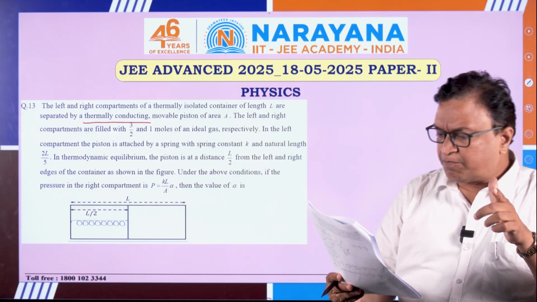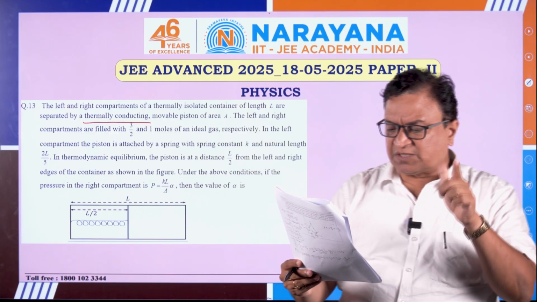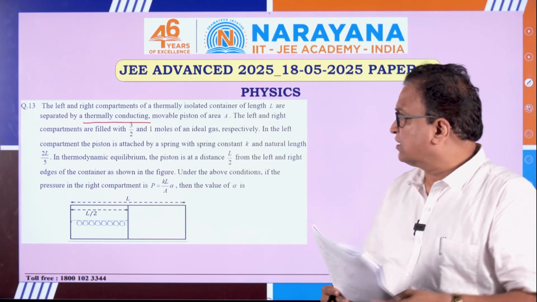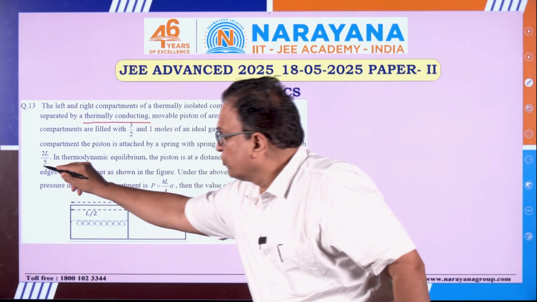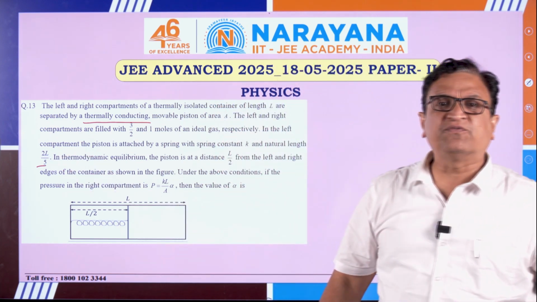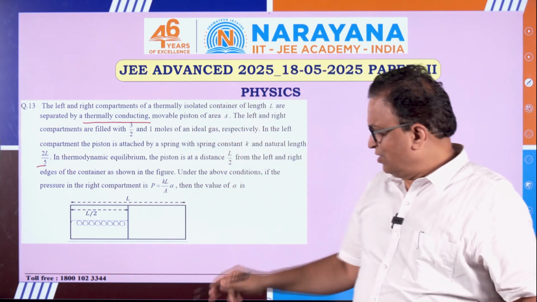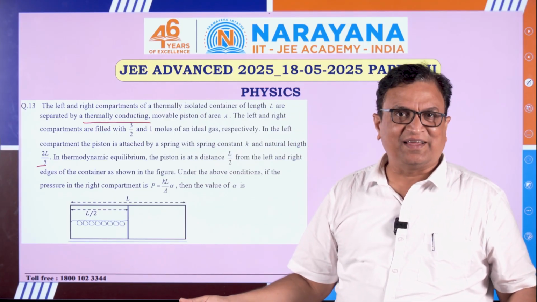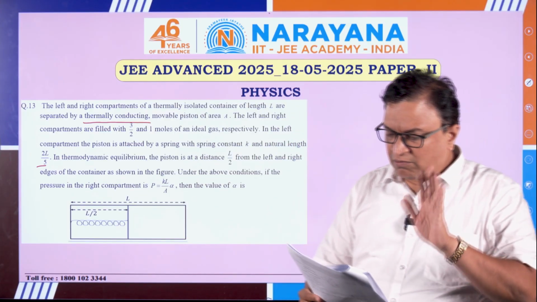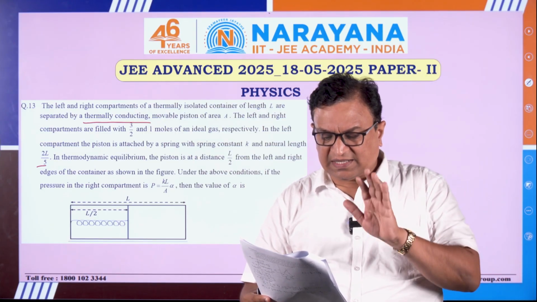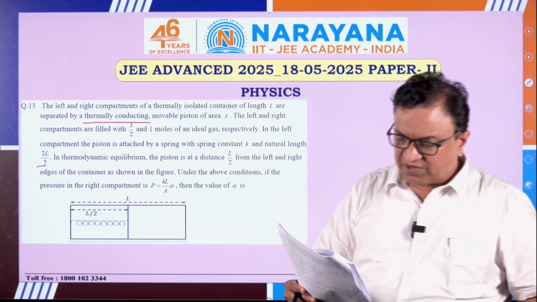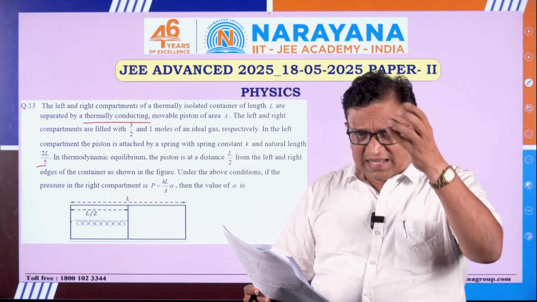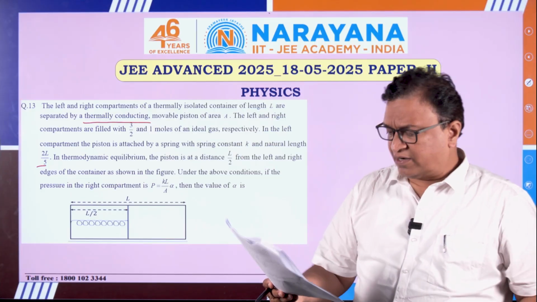In the left compartment, the piston is attached by a spring with spring constant K. Remember, the natural length of the spring is 2L by 5, means 0.4 L. Now, in the diagram, they are showing L by 2, means the spring is elongated already. In thermodynamic equilibrium, the piston is at a distance of L by 2 from the left and right edges of the container as shown in the figure. So, in the equilibrium state, the spring is elongated.